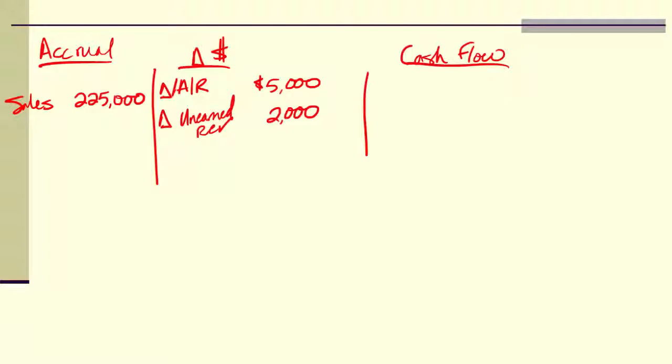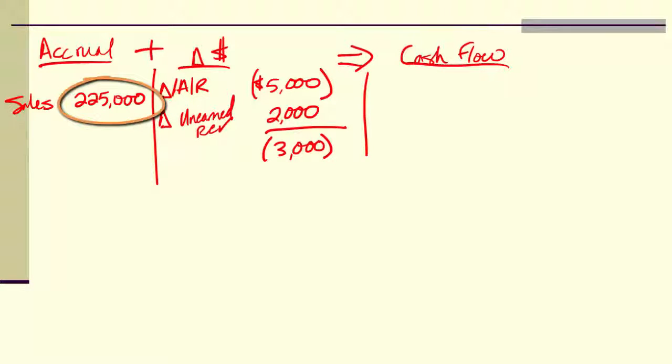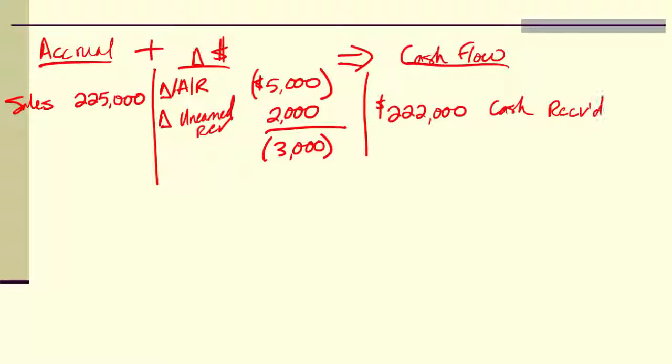Now again, before I use my worksheet equation, I always add up multiples, and it would help here if I put in my negative sign. There we go. Okay, so -5,000, +2,000, adjustment of $3,000 total. And now I'm going to use my worksheet equation, which, if you remember, accruals plus the change gives me cash flow. So $225,000 plus a negative $3,000 gives me $222,000. And that's my cash received from customers.